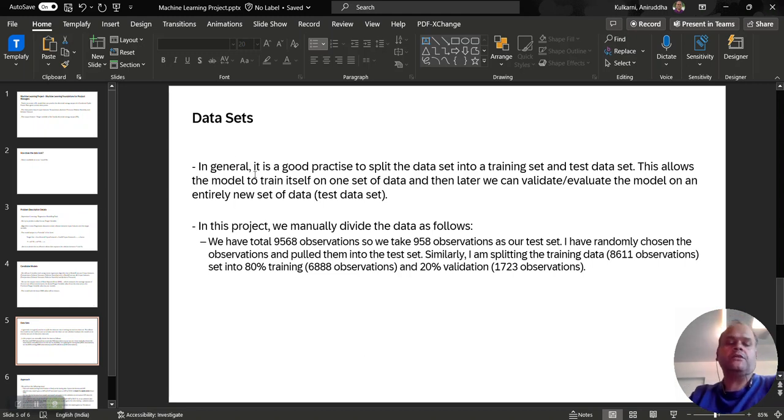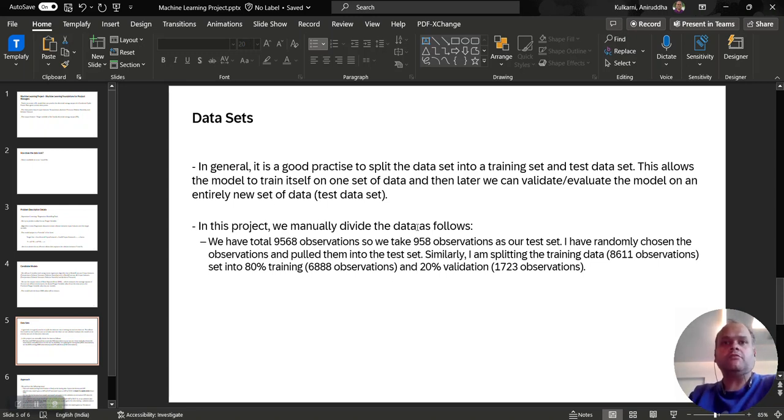Data sets. So in general, it's good practice to always split your available data into a data set used for training the model, and then a separate data set called the test data set used to test or evaluate the performance of your model. This allows us to evaluate the performance of a model on data that the model has not seen before while it was being trained. And that's considered good practice for any machine learning project.